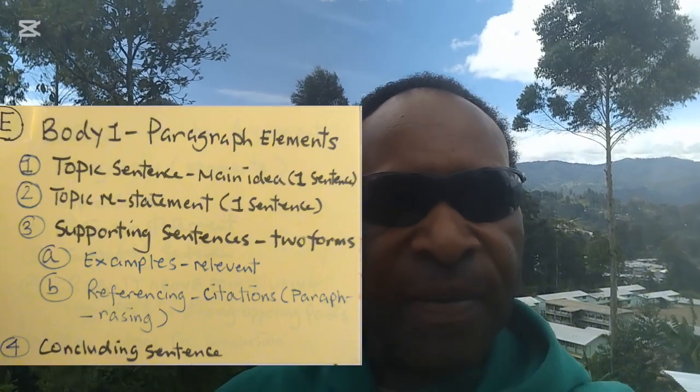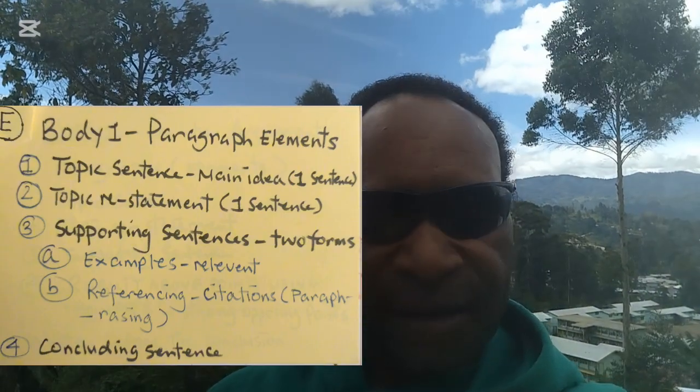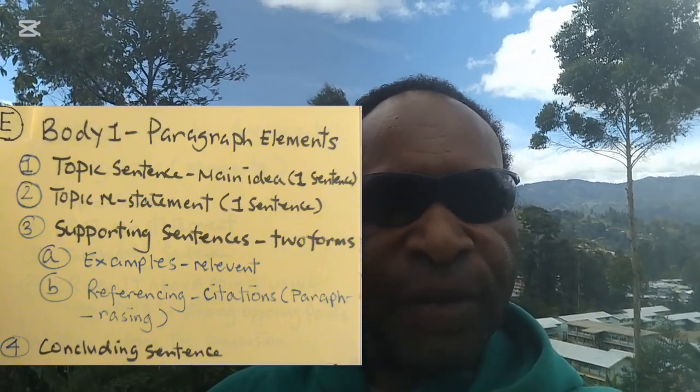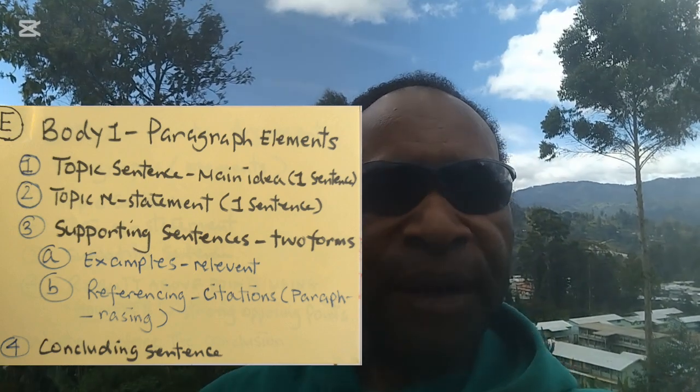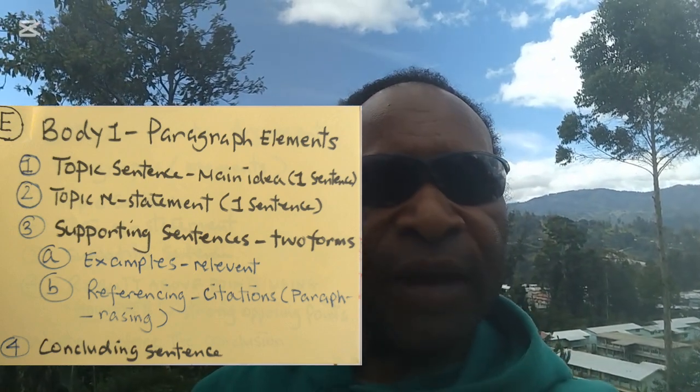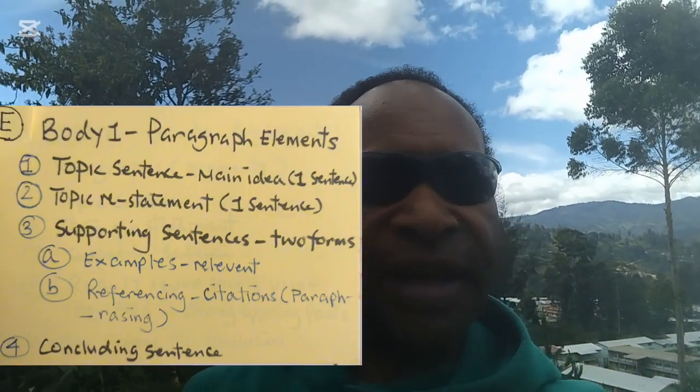Okay, topic sentence is the main idea of that paragraph. So it must be written clearly. So where will that topic sentence come from? The topic sentence will come directly from your brainstorm ideas, because some of you get yourself confused. Where will my topic sentence come from?